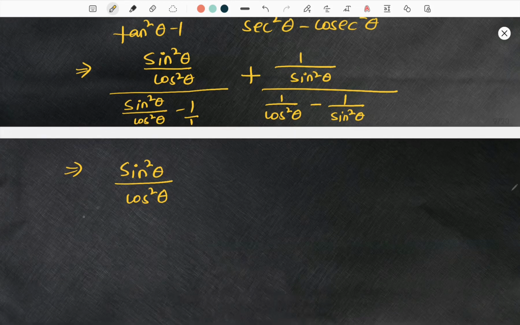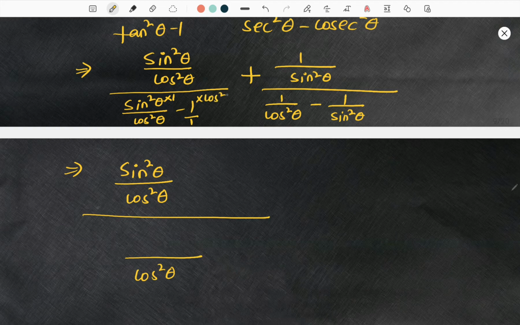All right, then all divided by, what is the LCM here? The LCM is cos square theta. Here I am going to multiply with 1, and here I am going to multiply with cos square theta. All right, so it becomes what? It becomes sin square theta minus cos square theta.